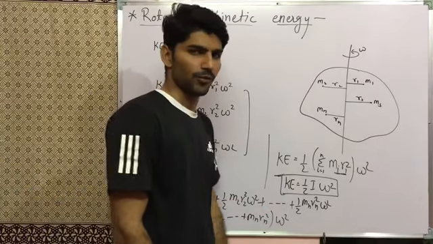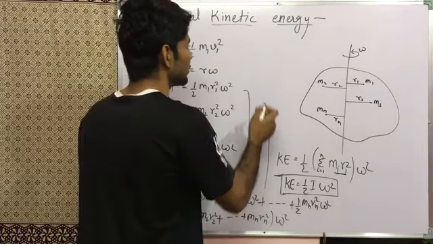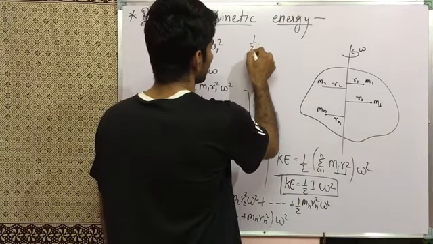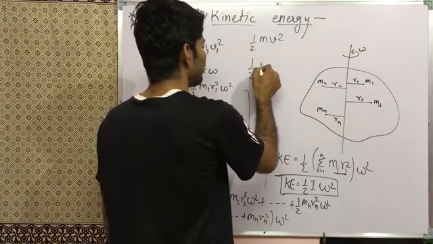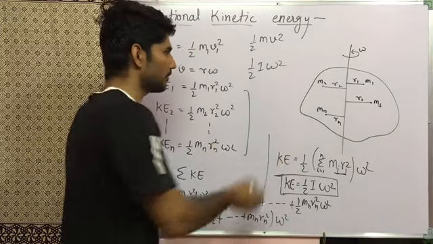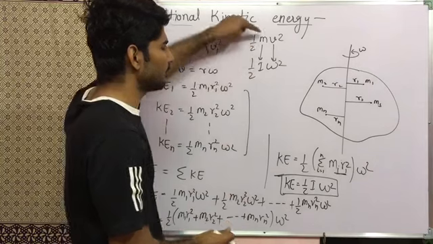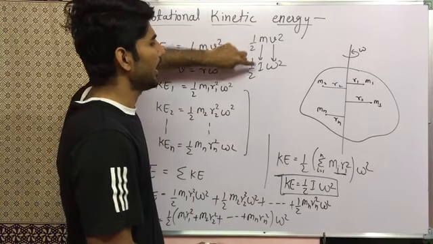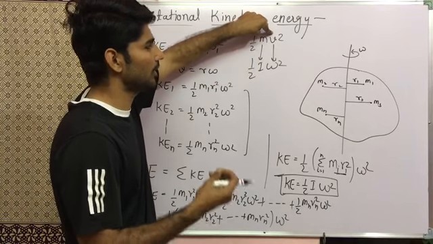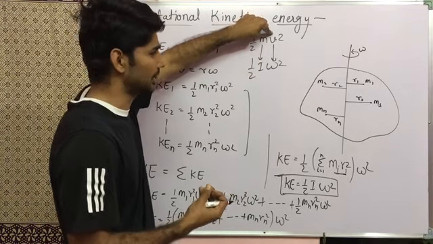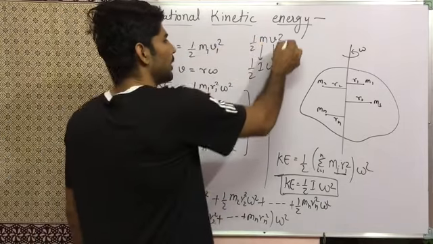Now we can compare this formula for linear kinetic energy and kinetic energy of rotation. In linear motion, the formula of kinetic energy is half mv square, and in rotational motion we have the formula half I omega square. We converted m into I and v into omega. In linear motion we have the mass or inertia, and in rotational motion we have moment of inertia. In linear motion we have the velocity, and in rotational motion we have the angular velocity. So the formula is the same.